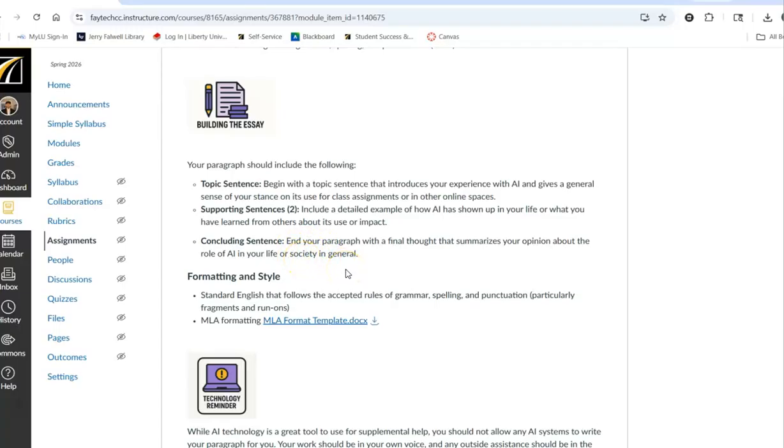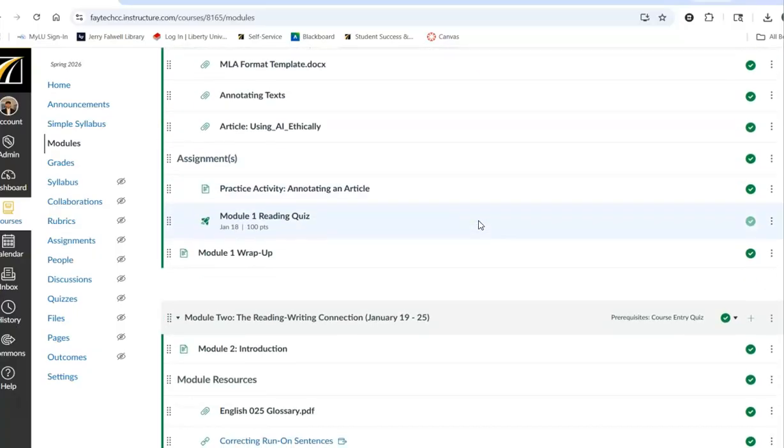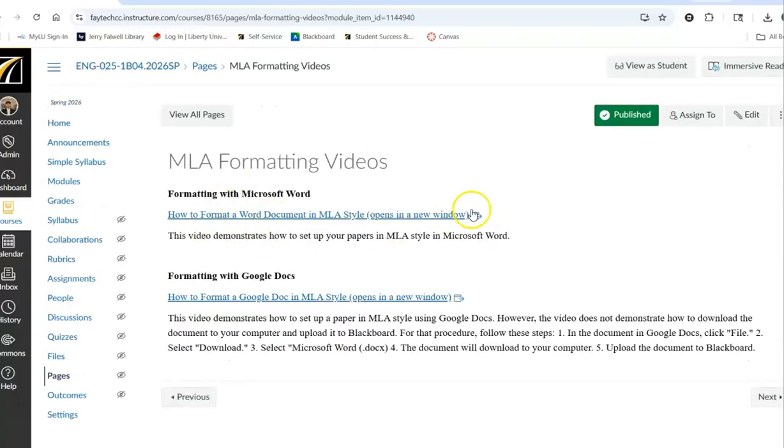You need to use MLA format. So you can use the format template here. If you have Microsoft Word, you can download this and plug and chug the stuff in. If you don't have Word, you can set it up in Google Docs. Remember that back here in Module 1, I gave you videos that show how to do that, the MLA formatting videos. Here's how you set up a document in MLA style, and here's how you do it in Google Docs. I've got Google Docs.